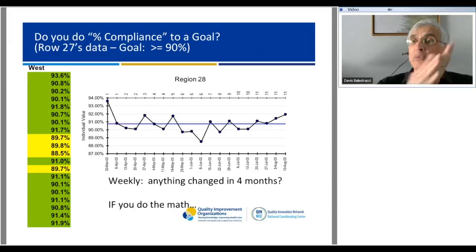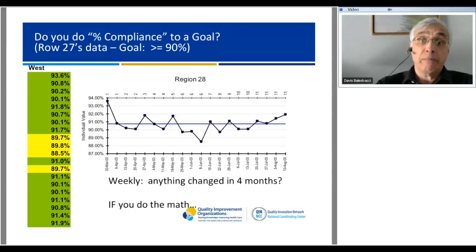So I can ask you, about 17 weeks, what's changed in 4 months? In other words, do you see 6 successive increases or decreases? Do you see 8 in a row above the median, 8 in a row below the median? You see none of that. What's changed in 4 months? Nothing.